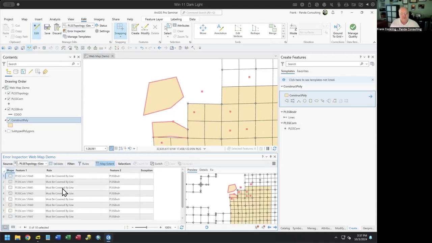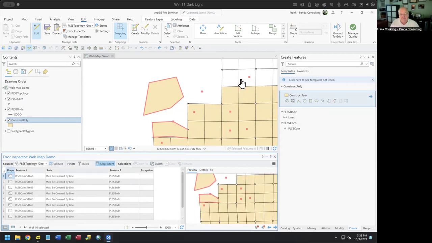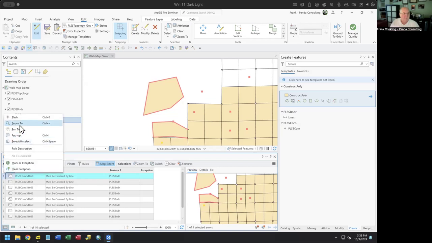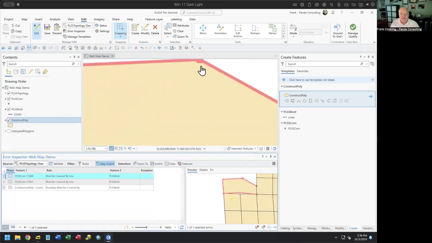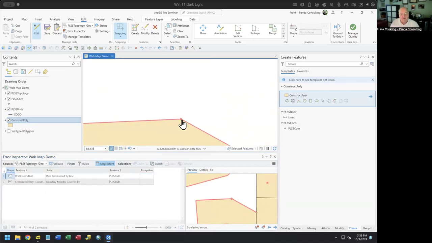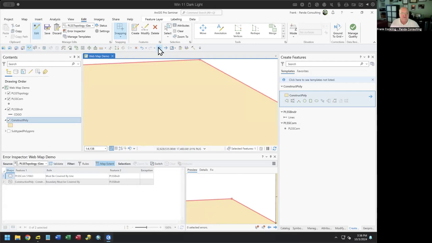It's going to give me all the errors in here. Now note, it's going to show me all of these, and it identified some that are outside of here. So let's look at some of these. In this case, this is a point feature class, and it says it has to be covered by a line. It's not covered by a line. If we right click and say zoom to, and let it zoom, that point is not covered by a line at all. So that's an error on here.